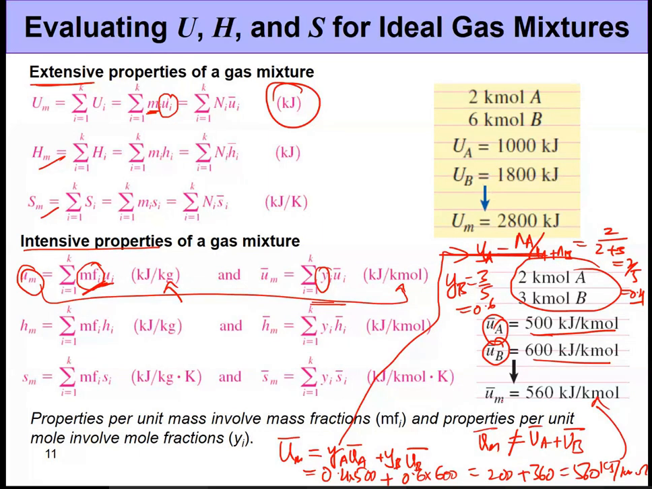So this is how you would determine the specific internal energy for a mixture, right? So if you want to get the specific internal energy of a mixture in terms of kilojoule per kilogram, you have to make use of the mass fractions when you're dealing with kilojoule per kilogram, or mole fractions when you're dealing with kilojoule per kilomole. You could think of it as we are applying some sort of a weighting fraction to it, right? So where you're dealing with properties involving per unit mass, they're going to involve mass fractions. Properties per unit mole, they're going to involve mole fractions.